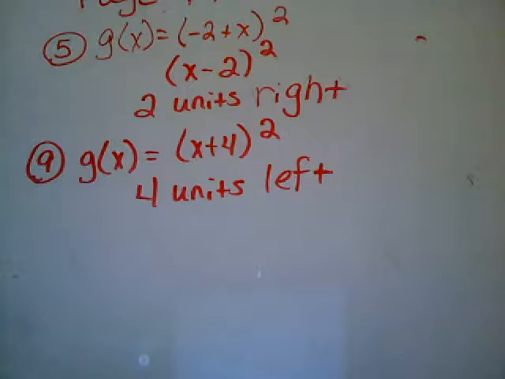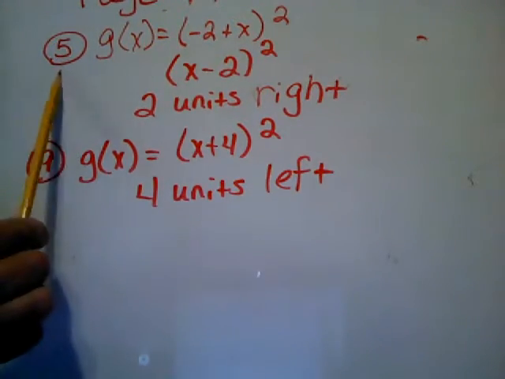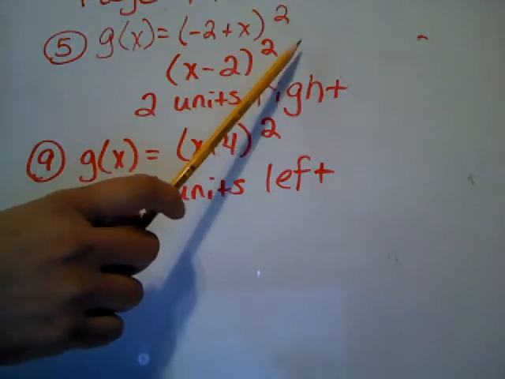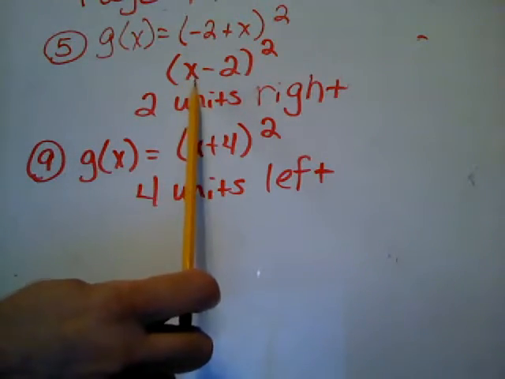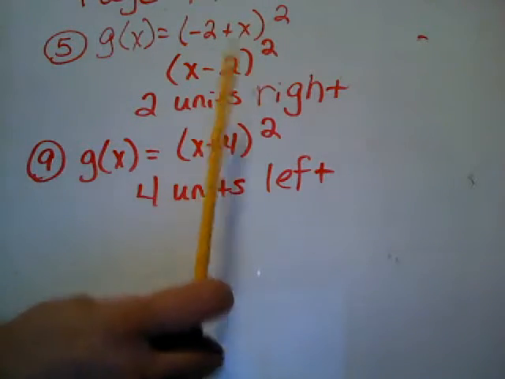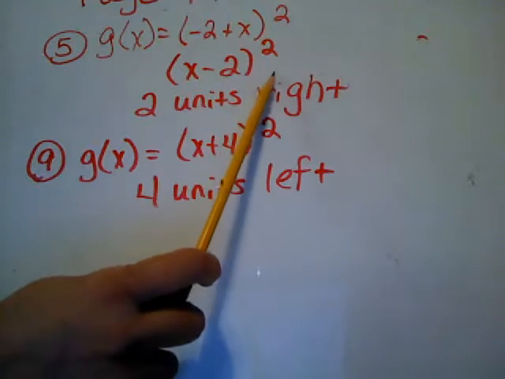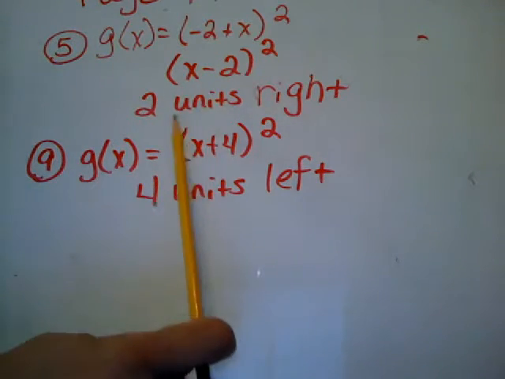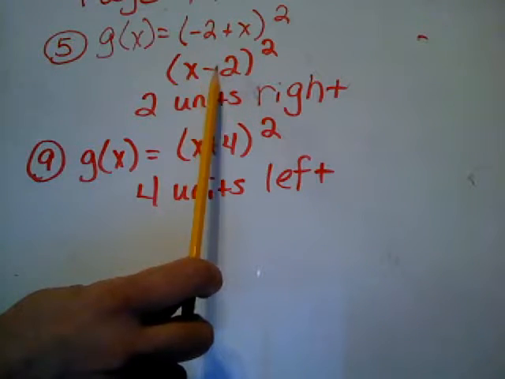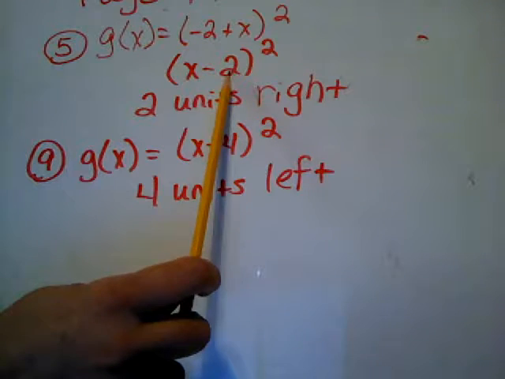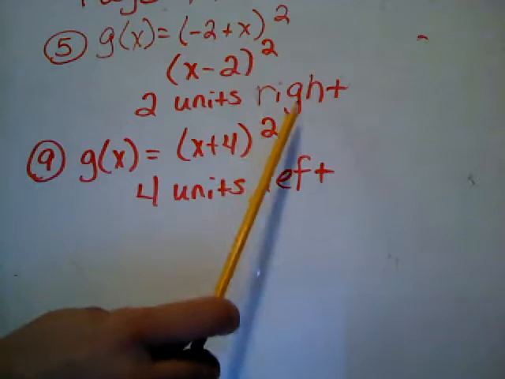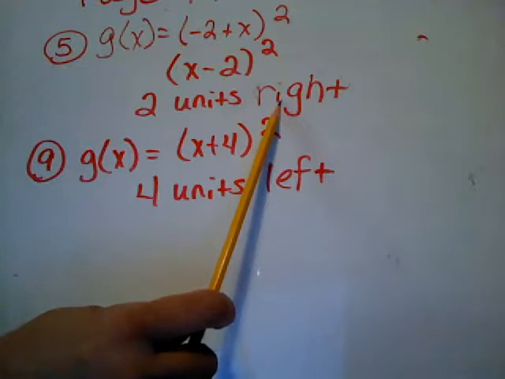Okay, on page 17 for number 5, our function is negative 2 plus x squared. I did not like how that looked, so I rewrote it in regular form, x minus 2 squared. And remember, this is x minus 2 equals 0, x equals 2. So we're going to do 2 units to the right. It's almost like thinking, okay, I'm going to do the opposite of this. Instead of negative, you'd go to the left. You're setting it equal to 0 and solving, so that puts you in the opposite direction, right.